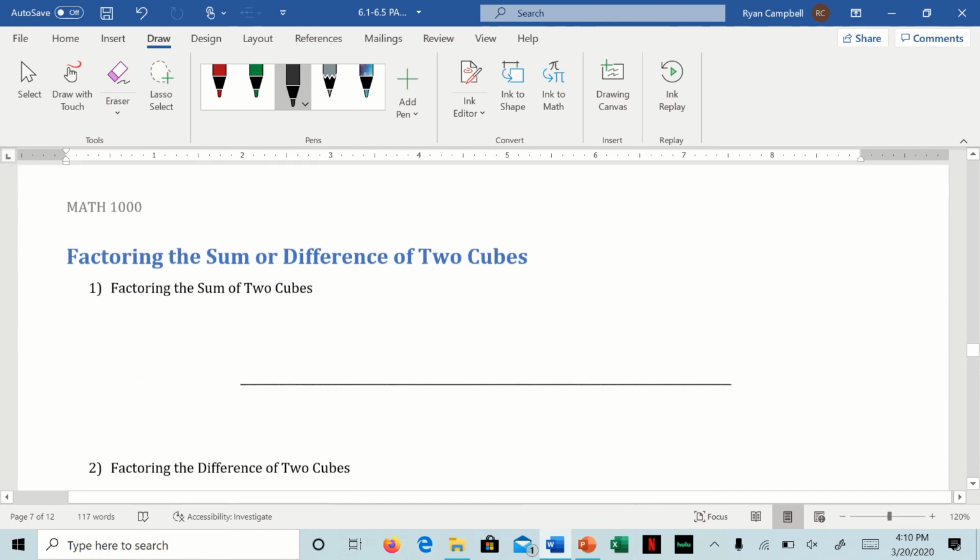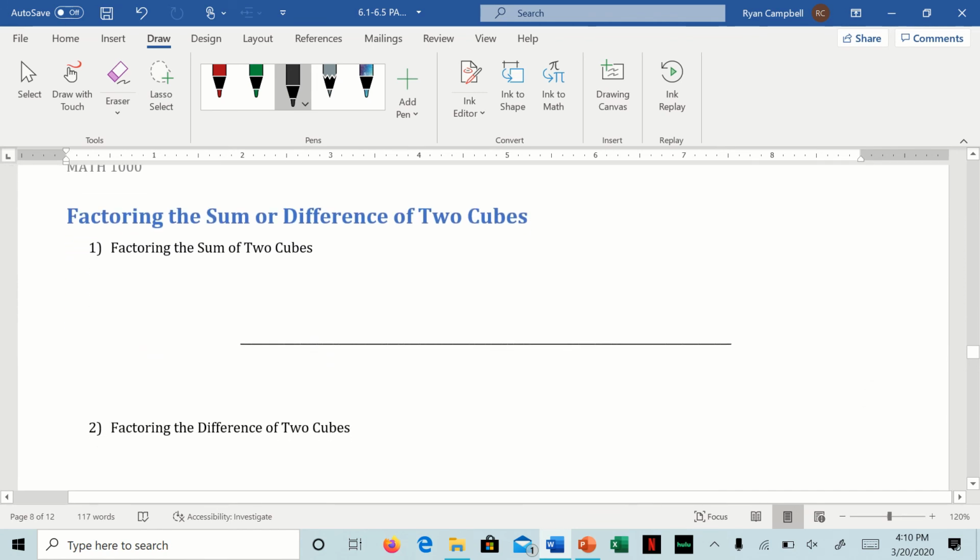Cool, cool, cool. All right, now here we go. The sum and difference of two cubes. So this is super important. This is the only way that you can actually solve these problems. And you're going to need to know this, especially if you continue on in your math career. This is going to be a very important one.